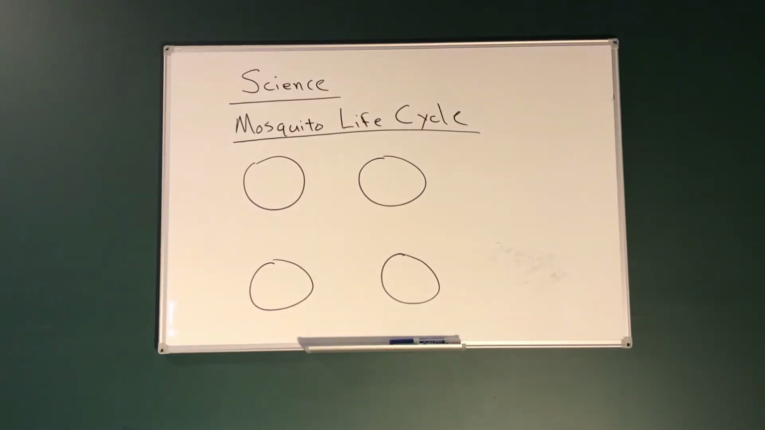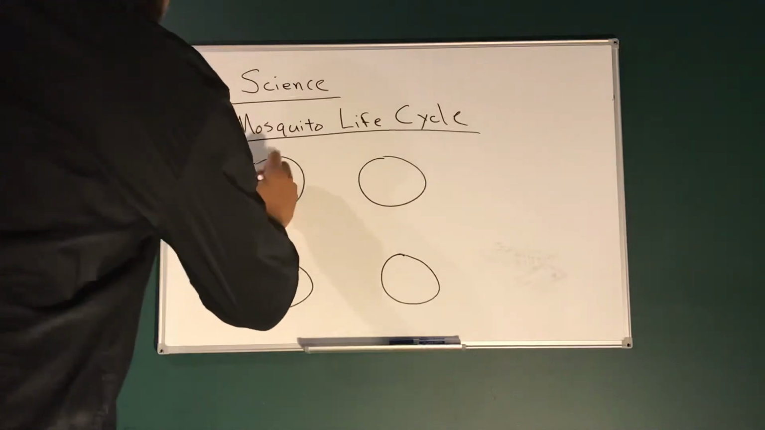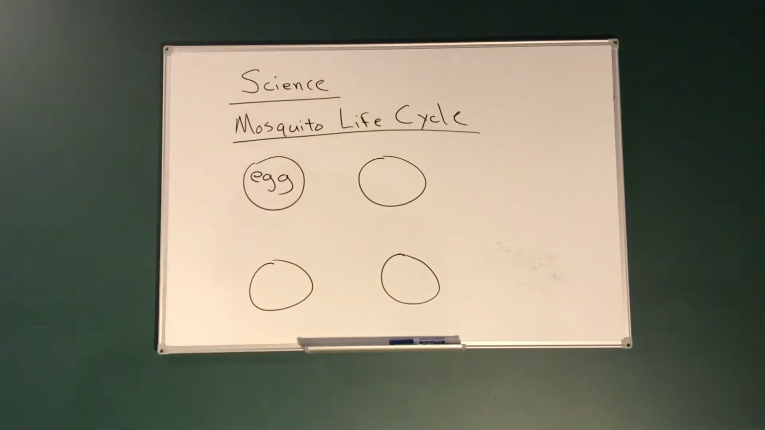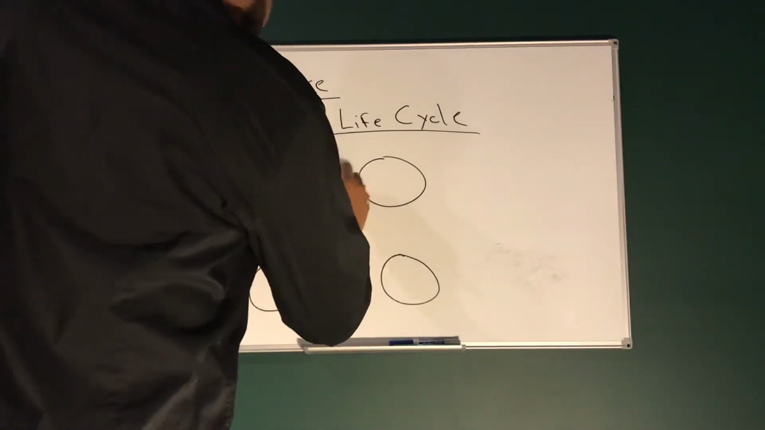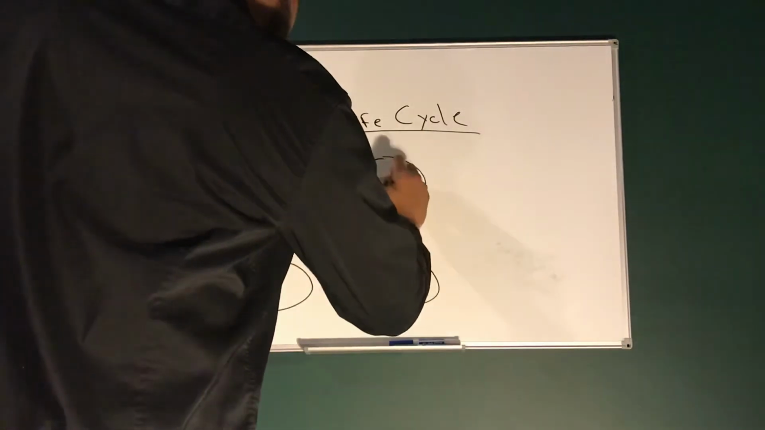So, the first stage of a mosquito's life cycle is the egg stage. Go ahead and copy that down now into your journal or into your books. That's the first stage. A mosquito is an egg. The second stage in a mosquito's life cycle, it becomes a larva.